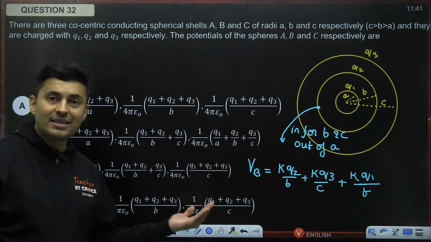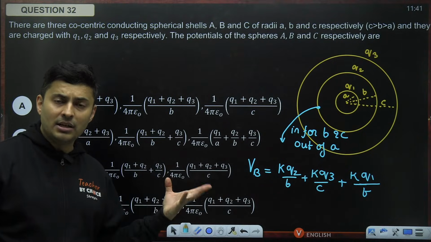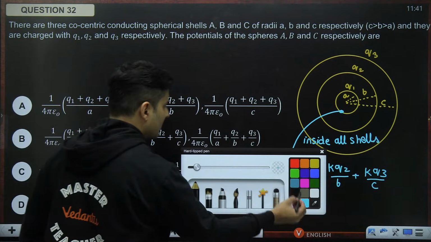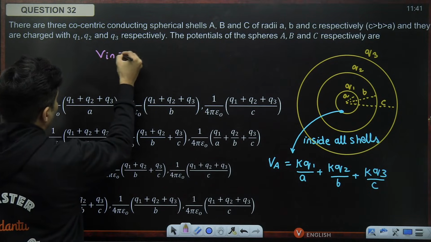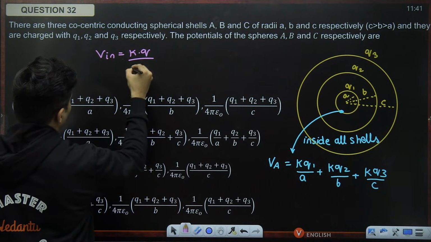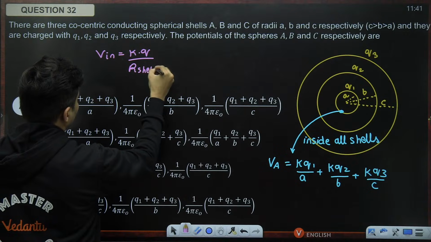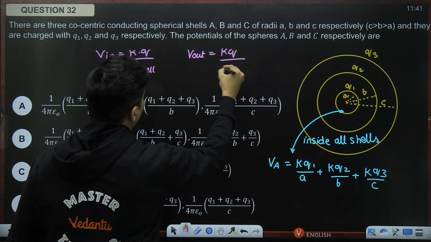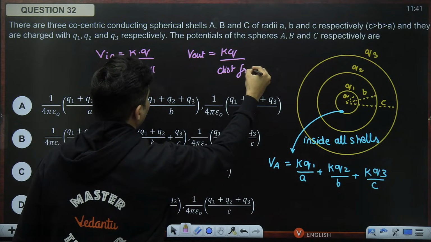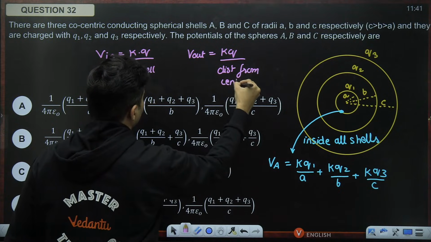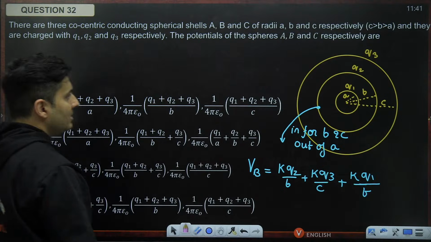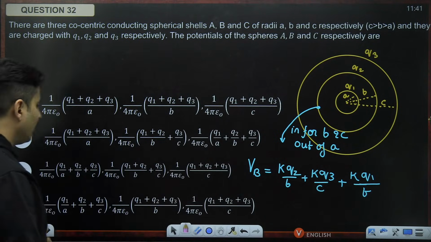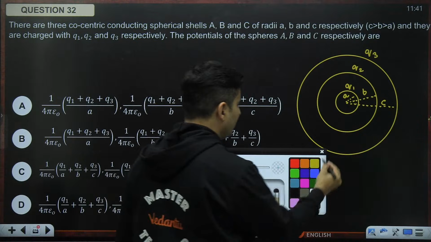Okay. So when you're inside, it is kq by radius of the shell. When you're outside, it is kq by r. So that is the formula, guys. When you are inside, it is k multiplied by charge by radius of the shell. When you are outside, it is kq by the distance from the center. In this case, the distance from the center is the radius of the shell B. So that's the formula. And same thing you can do here.